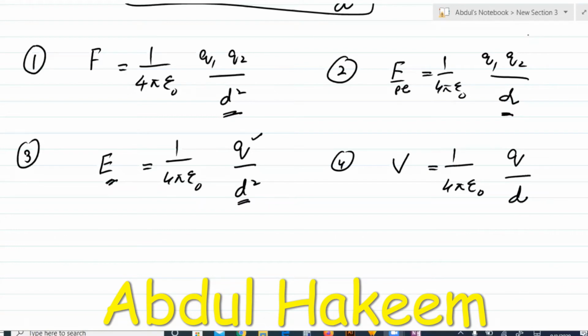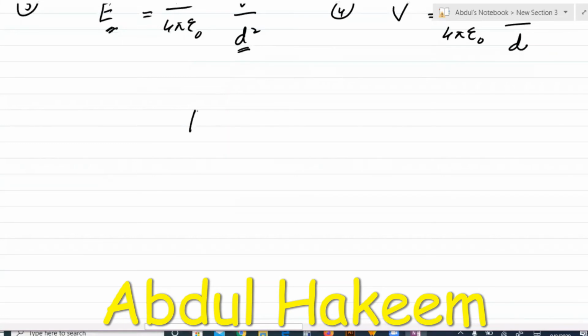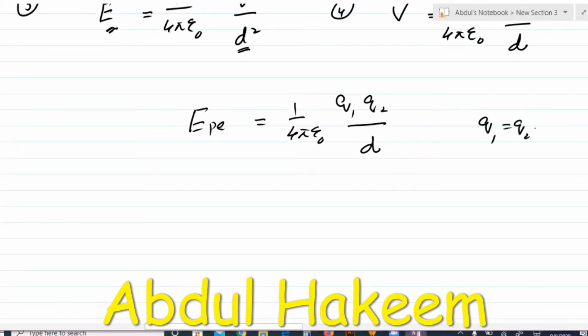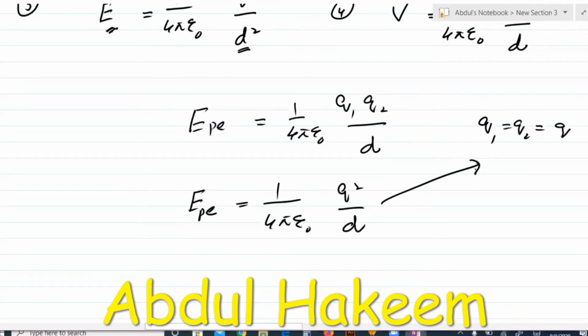Okay, now electric potential energy, EPE is equal to 1 over 4 pi epsilon naught Q1 Q2 over D. If the charges are the same, Q1 and Q2, then we can write Q. Then this electric potential energy will be equal to 1 over 4 pi epsilon naught Q square over D if both charges are equal.